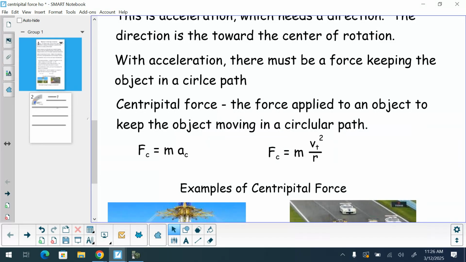Force is equal to mass times acceleration, so your centripetal force is equal to mass times your centripetal acceleration. So your centripetal force can be calculated by mass times Vt squared divided by your radius. Once again, these are things that you should probably also include in your formula sheet.